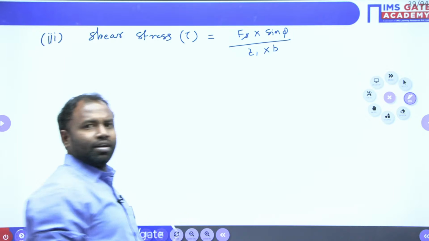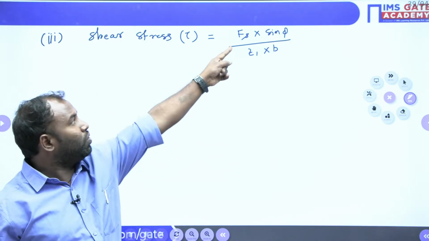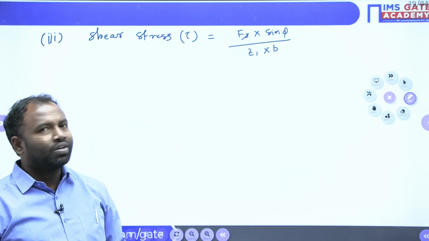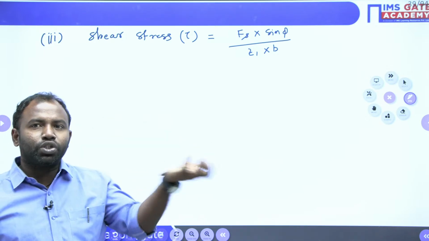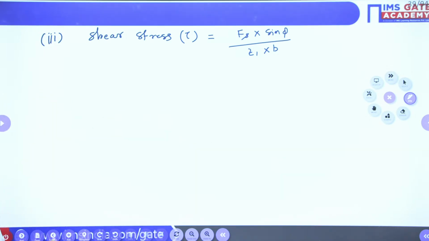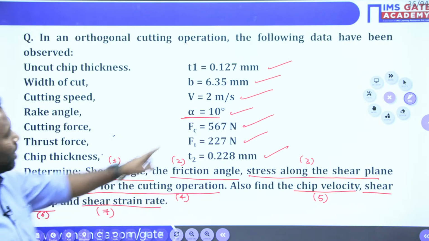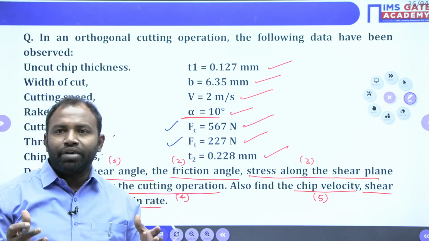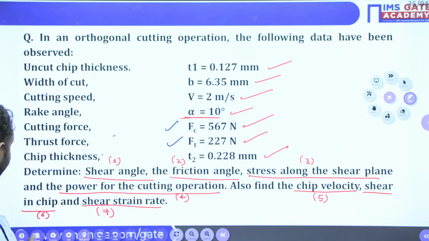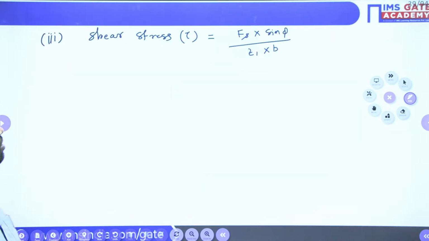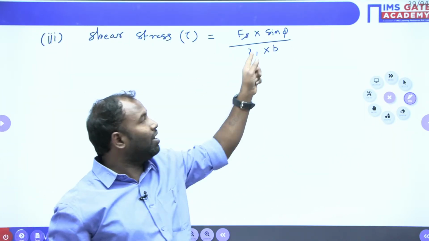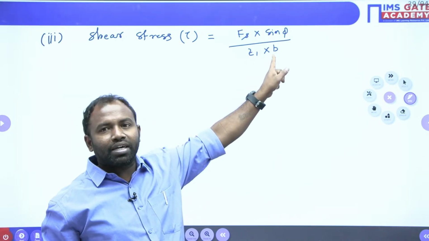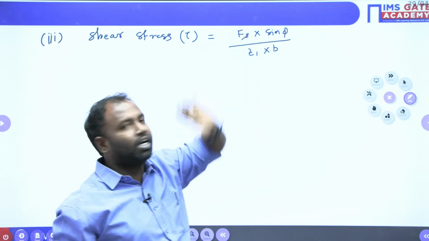But we don't know Fs, the shear force. Only the cutting force and thrust force are given in the problem. So for that, first we have to calculate the shear force. We know the shear plane angle, the uncut chip thickness, and the width of the cut is also given. First find out Fs.